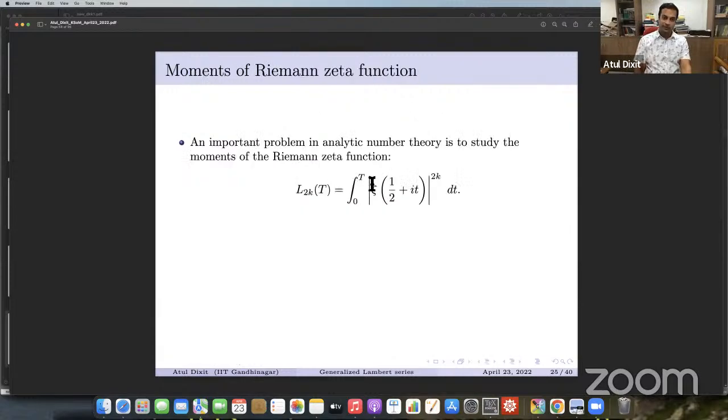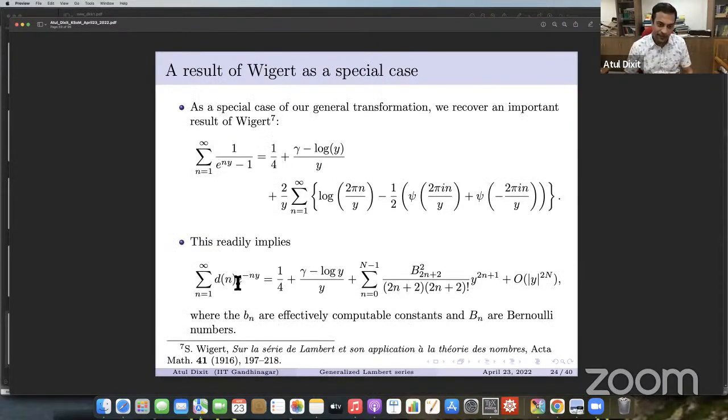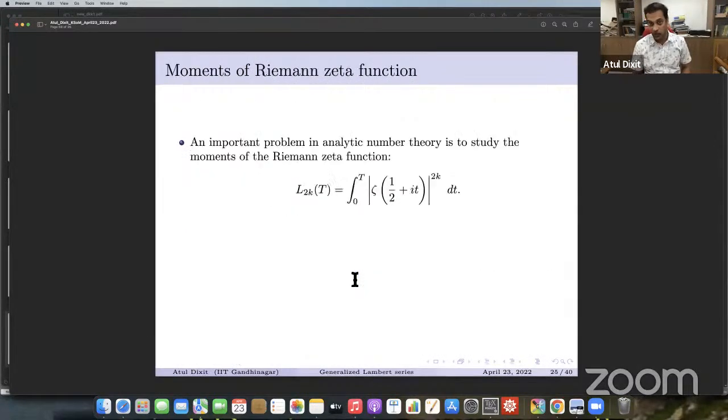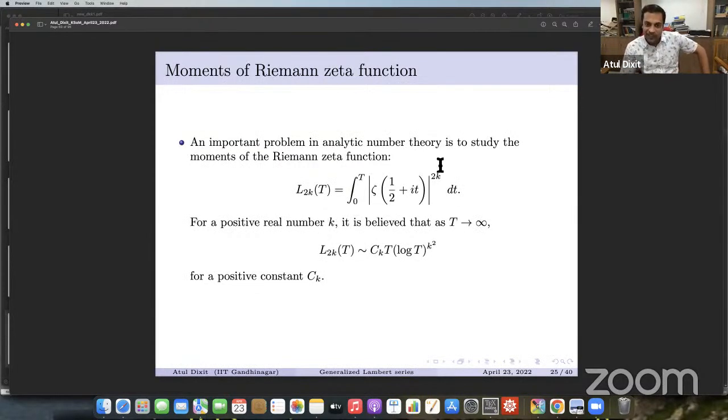Now, why is this result, like the previous result, important? It has been employed in the theory of zeta function a lot. So to do that, let me first introduce the moments of the Riemann zeta function. These are certain very important objects. So the 2kth moment of the Riemann zeta function is nothing but integral from 0 to t mod zeta half plus it to the power 2k dt. So integrate on the critical line. For a positive real number k, it is believed that when you let t tends to infinity, this moment is asymptotic to some constant depending on k times t times log t to the power k square.